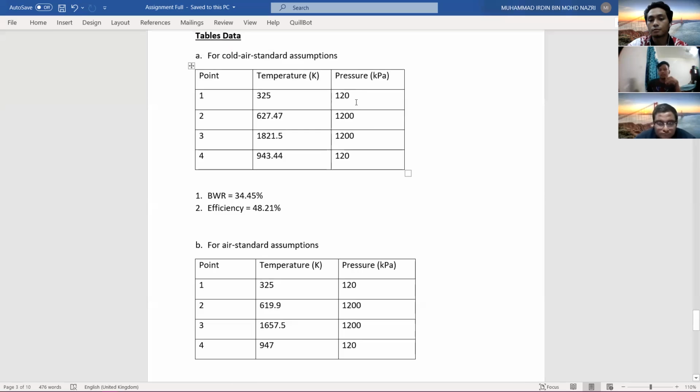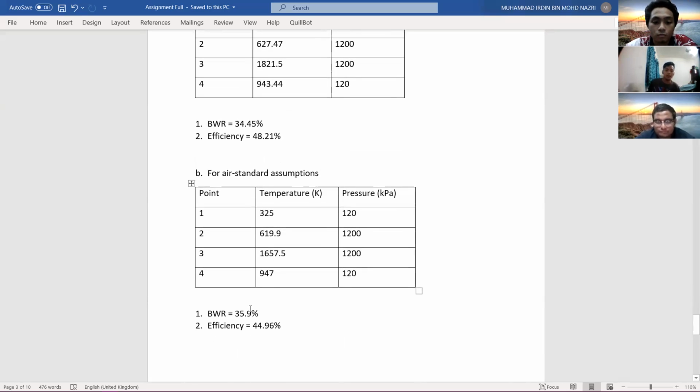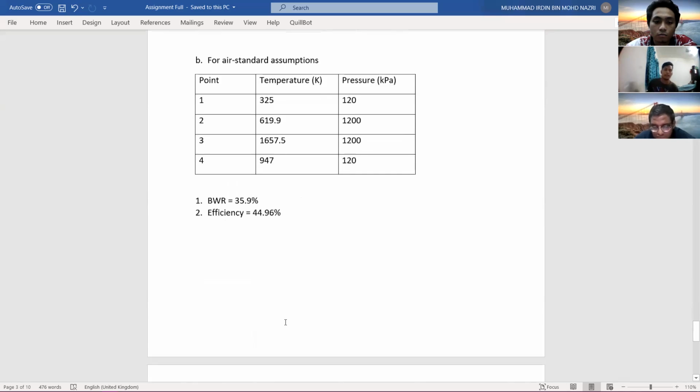The pressure values are the same because of the constant pressure processes: points one and four are at constant pressure, and points two and three are at constant pressure. For the air standard assumption, the back work ratio is 35.9% and the efficiency is 44.96%.